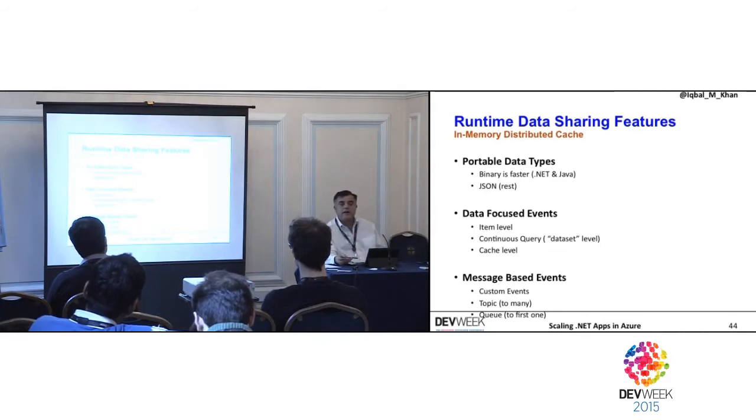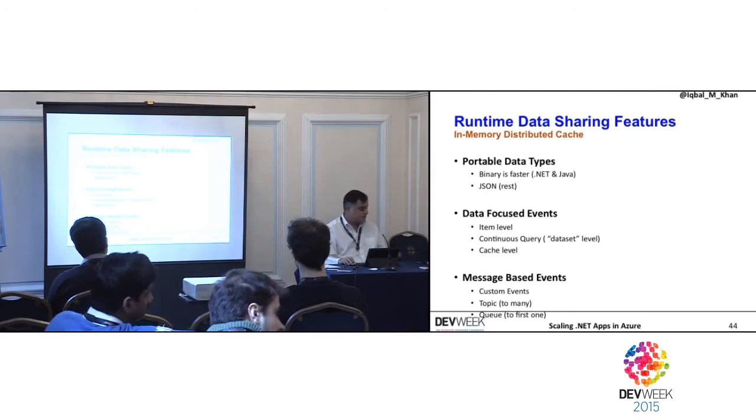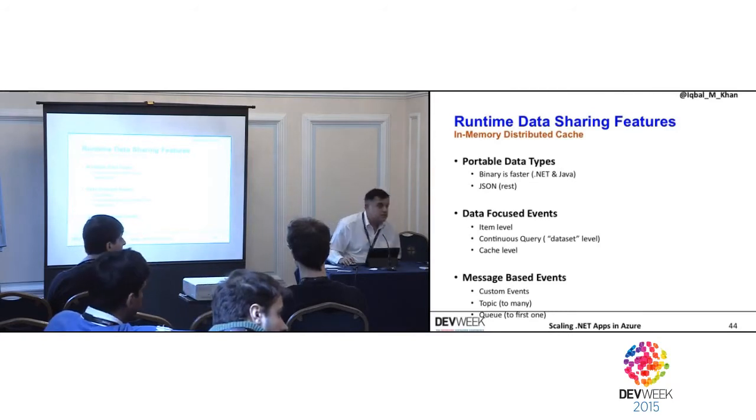So if there are 5 different applications that were interested in that topic, they would get that event. Whereas a queue, if there were 5 people interested in a topic, only the first one would get the event, whichever one picked it up. So topic is broadcast, queue is like a one-to-one. So those are the 3 types of data.